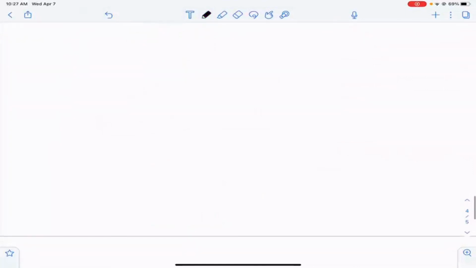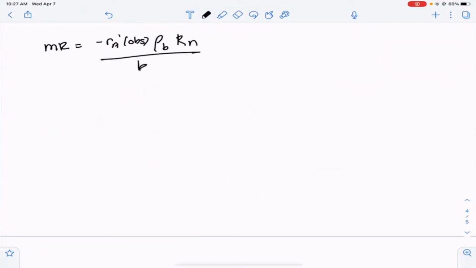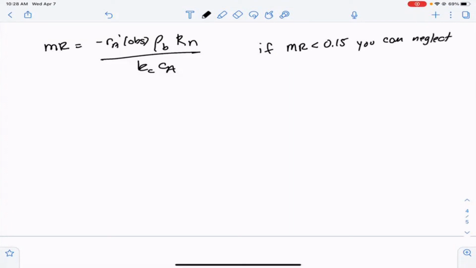For external mass transport, there's also the Mears criterion. And essentially what the Mears criterion is that they derive this expression that minus RA prime, right, the observed value for the reaction rate, times rho B times R times the reaction order, N, divided by Kc times Ca, right? And of course, capital R is the particle radius. And what they say is if this thing MR is less than 0.15, you can neglect external diffusion.